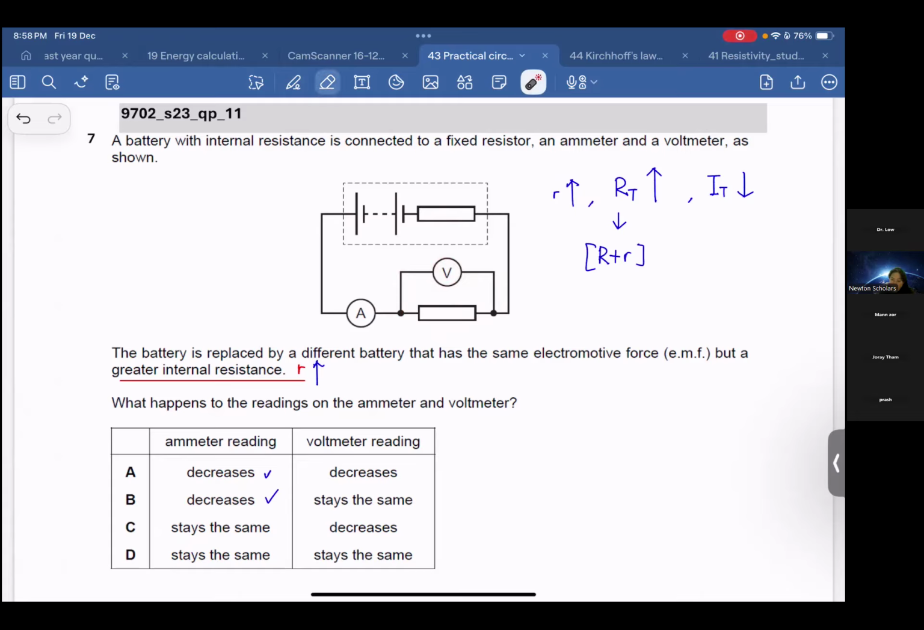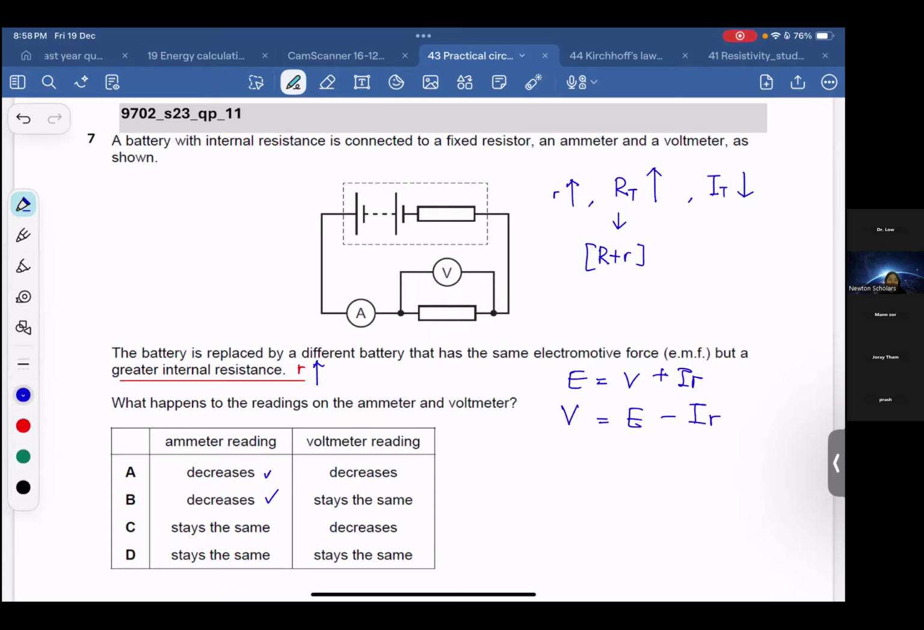So at here, outside, E equals V plus Ir. So your V is E minus your I times r, right? Because your internal resistance is increased, that means this value also increases. So what happened to your V? E minus a big value, so your V should decrease. Answer is A.